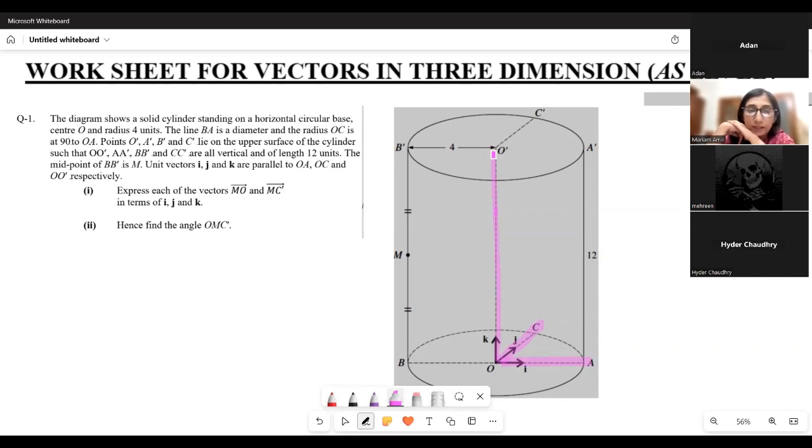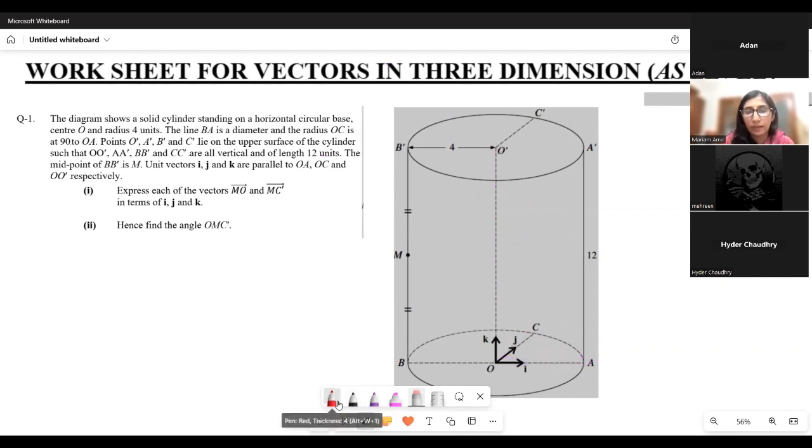The unit vectors I, J, K are parallel to OA, OC, and OO dash respectively. Express each of the vectors MO and MC dash in terms of I, J, and K. So, first vector we need to write is MO.